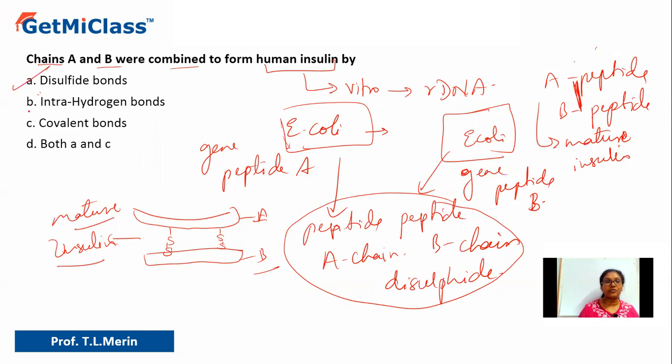Option B says intrahydrogen bonds, no. Whenever there is a structural conformation change in proteins, initially they are present as a primary chain, then they become secondary, then tertiary, then quaternary structure. This folding of the chain or combination of the amino acid chains happens by disulfide bond. Hence, no. Option C says covalent bonds, no, and option D says both A and C, no. So the correct answer is disulfide bonds.